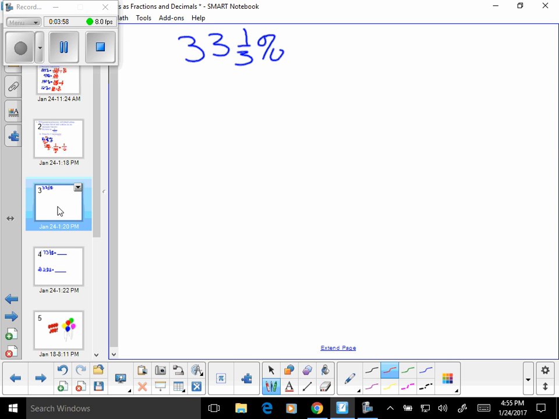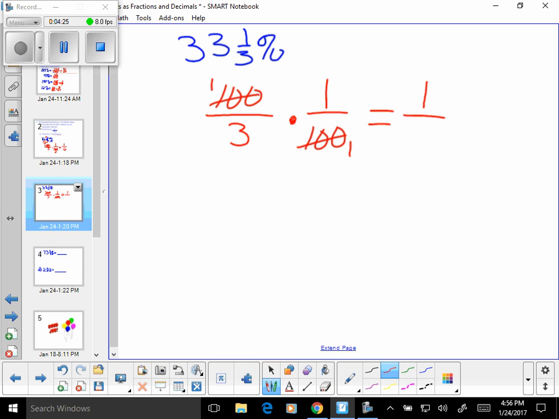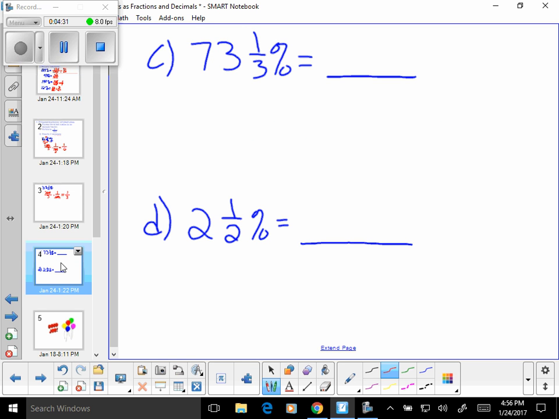Let's try one more together. 33 times 3 is 99, plus 1 is 100 over 3. That's my improper fraction. Times 1 over 100, which will take care of my percent sign. I can reduce the 100s by 100s and get 1s. 1 times 1 is 1, and 3 times 1 is 3. At this time, you guessed it, hit pause, and you do C and D.